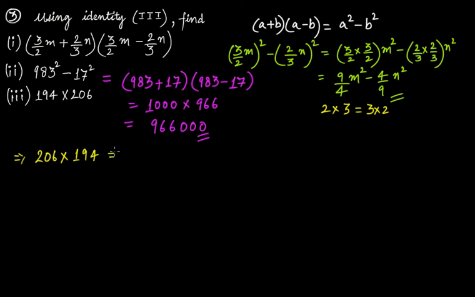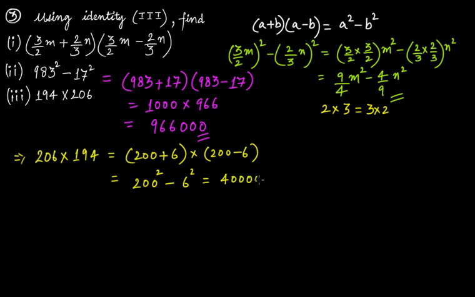And this gives us the advantage that this can be written as 200 plus 6 multiplied by 200 minus 6, a plus b multiplied by a minus b. This 200 minus 6 is what? 194. 200 plus 6 is what? 206. So this becomes 200 squared minus 6 squared. So this is 40,000, since 200 squared means 40,000, minus 36. Right? So I'll leave this for you. Solve this and you'll get the answer.